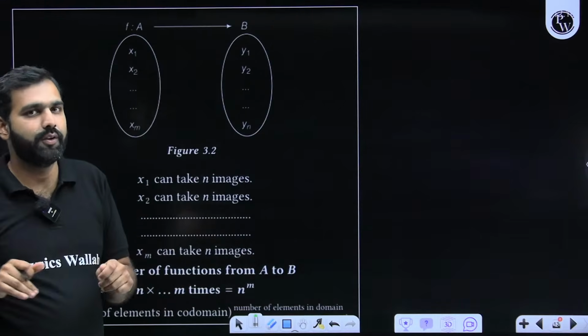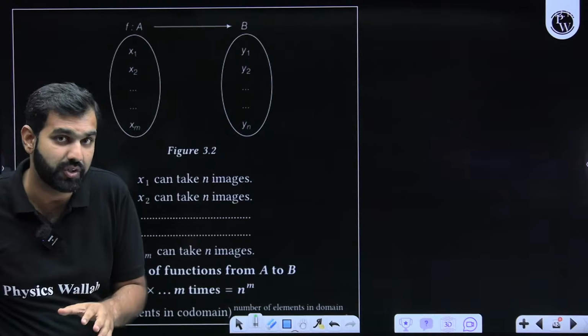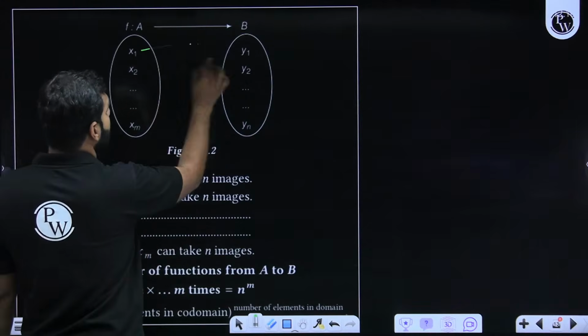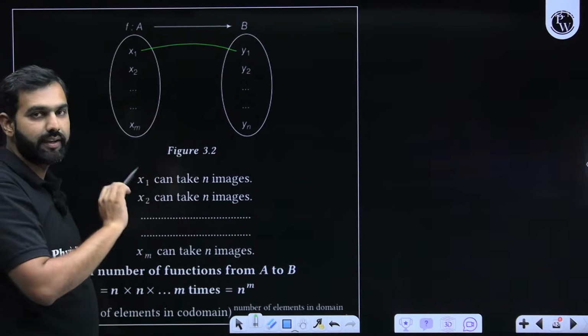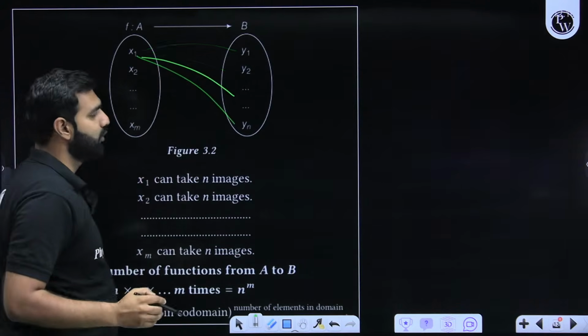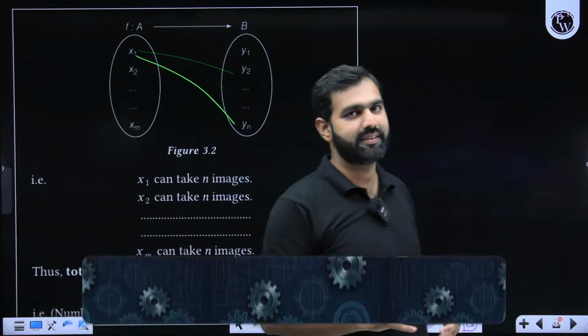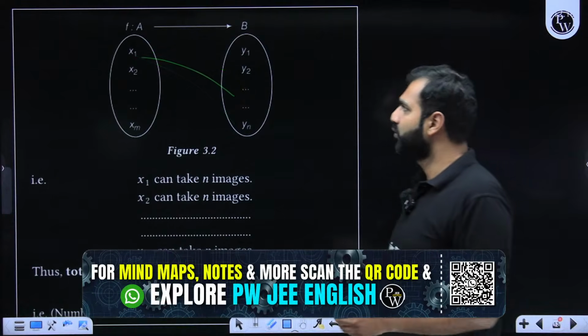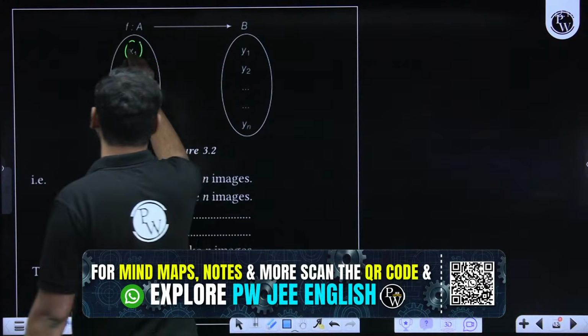I have simply used the permutation and combination method. What will I say? That sir, x1 has n choices. x1 can go to either y1 or y2 or y3 or yn. So if I approach x1 and ask how many choices do you have, x1 will come up with a response saying that I have n choices.